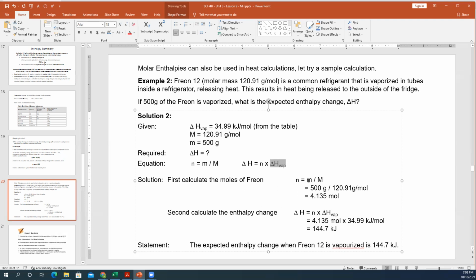So n is equal to mass divided by molar mass. So 500 grams of Freon divided by 120.91 grams per mole. Grams cancel each other out, mole flips up. We have 4.135 moles of Freon. So we know that much.